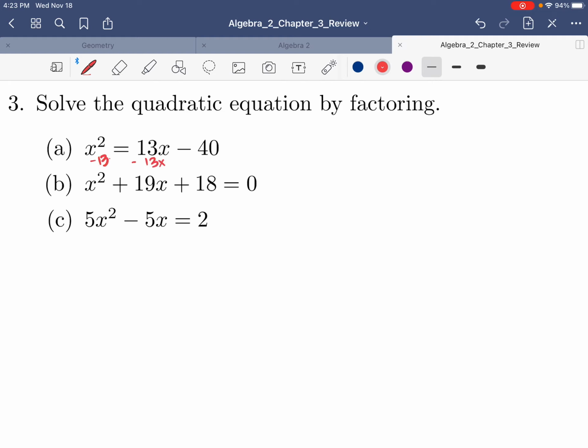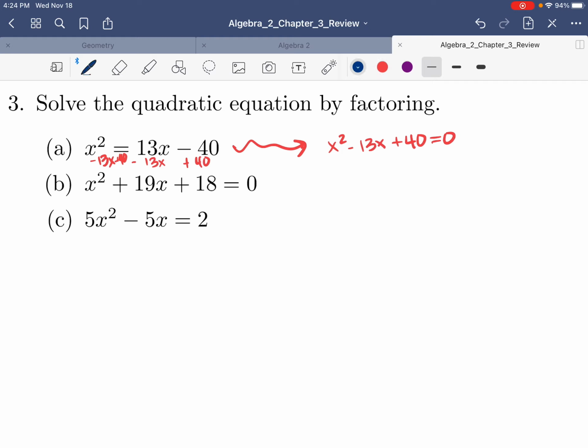So I subtract it. Oh, the other thing, I like to have the x squared, the a component, to be positive, and that's why I'm moving the other two guys. So we're going to add 40 as well. So we're going to add 40 over there to that side as well. And this gives us x squared minus 13x plus 40 is equal to 0. All right, and now we're ready to factor this thing.